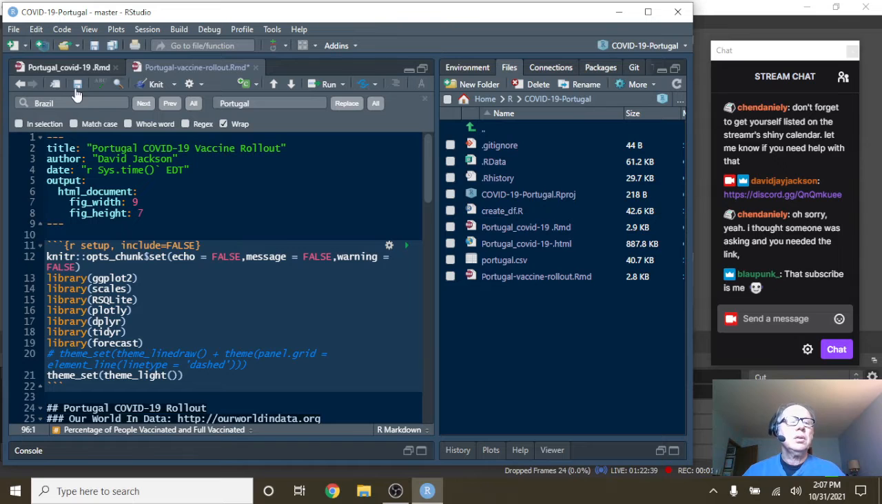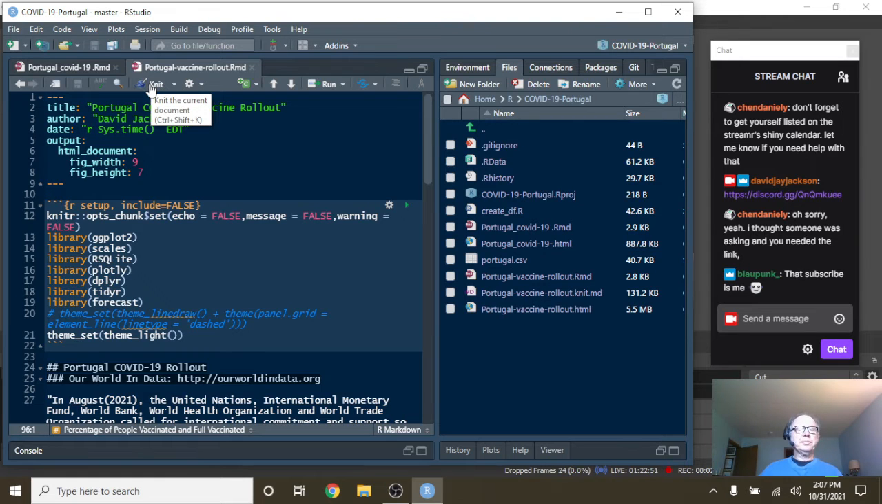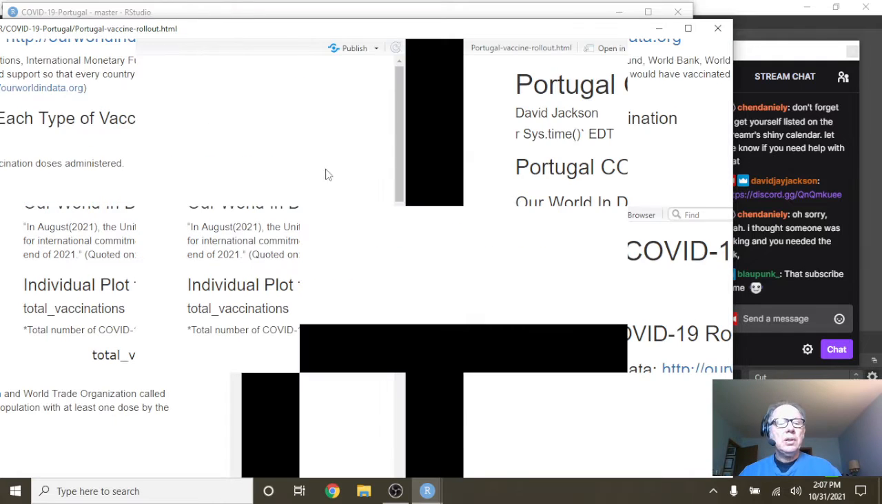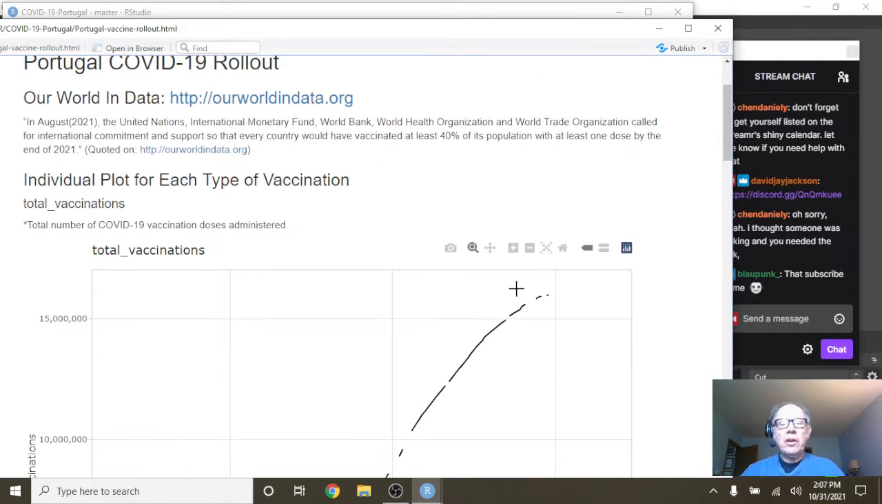Two occurrences. Okay. So let's go ahead and run the vaccine rollout report for Portugal today. Okay. So far in Brazil, or so far in Portugal, 15.9 million people have been vaccinated.